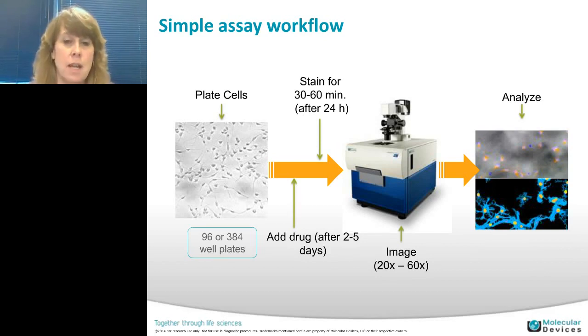After 2 to 5 days, 5 days for neurons so that they can mature, a drug was added. And in the experiments I'm showing you, I ran a dilution series so that we could look at a dose response curve of some specific drugs that we know should impact autophagy or mitochondrial health. Then the cells were drug treated for 24 hours and then stained for the different organelles that we were interested in measuring. The staining took anywhere, depending on if we did all 3 or 4 indicators or just one, from 30 to 60 minutes.